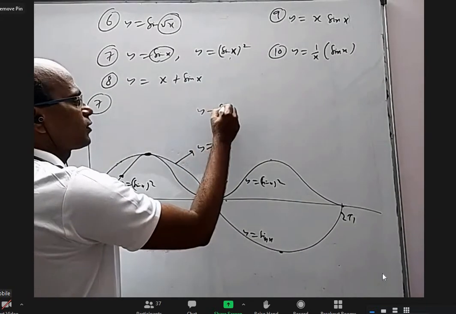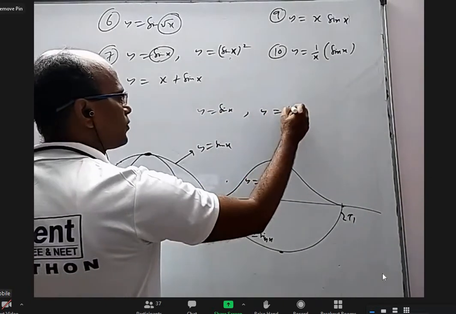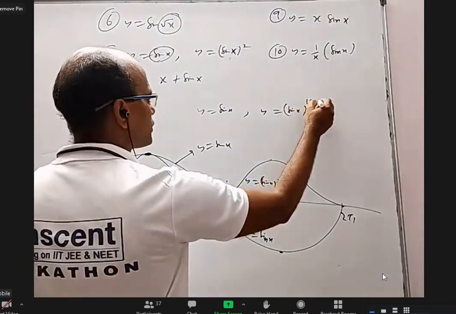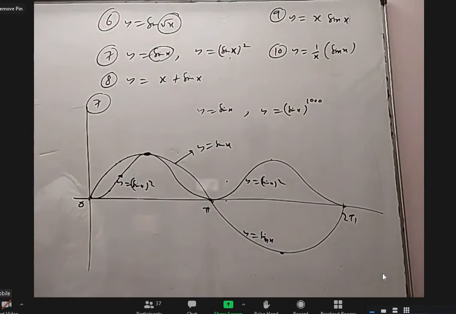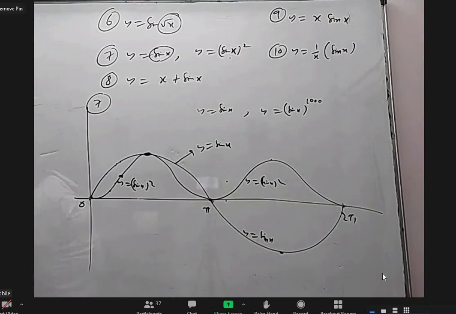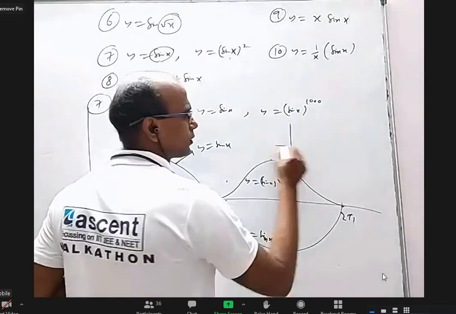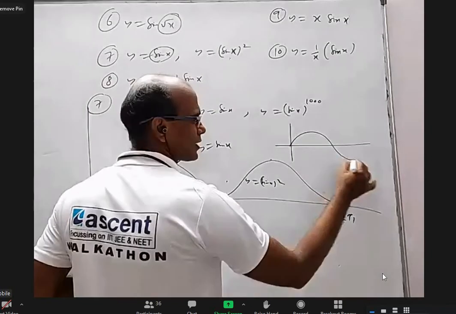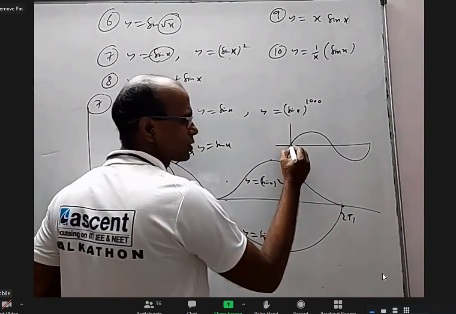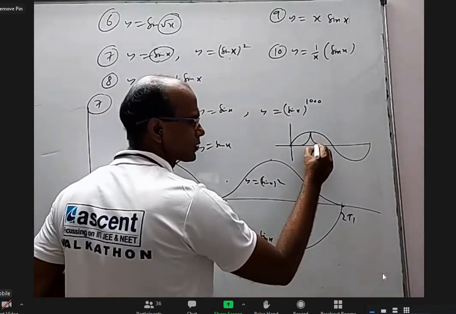If you take y equal to sin x and y equal to sin x whole power 1000, do you know how the graph will be? Between those curves, it will be very lenient, like it will meet the axis. It will first go along the x-axis and suddenly go up. This is the sin x graph. Sin x power 1000 will be practically like this.